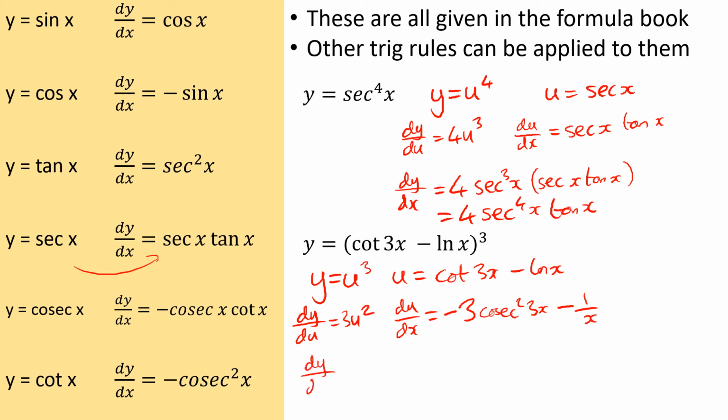So our overall answer here, we multiply these two together, so we'll end up with minus 9. Wait, no, we won't, because that whole thing, it's not 3 times the whole thing, it's just minus 3 lots of that. So we'll have 3u squared, so what's the u? So we'll have 3 lots of cot 3x minus ln x squared, then times this minus du/dx. So I might take the minus out and put it right at the front and then just use it positively. So yeah, we'll say 3 cosec squared x plus 1 over x. Probably a few different ways of actually writing that out, but that's the one that appeals to me.